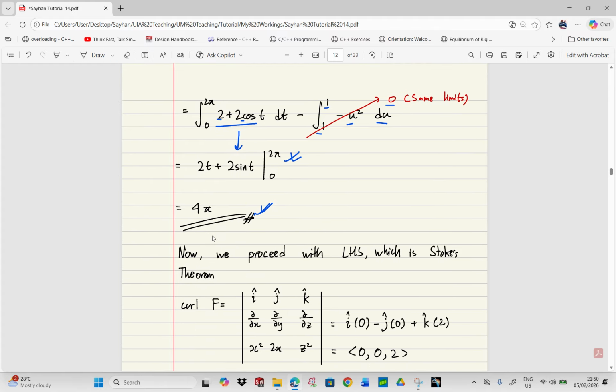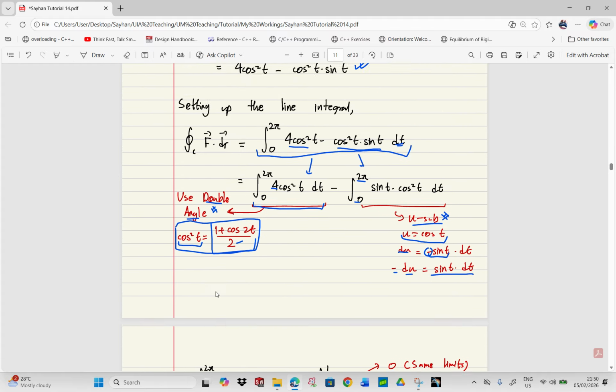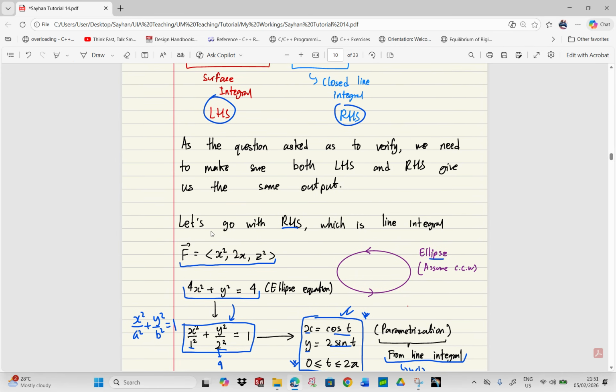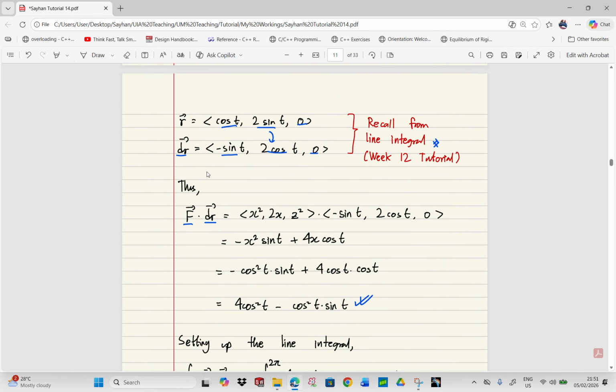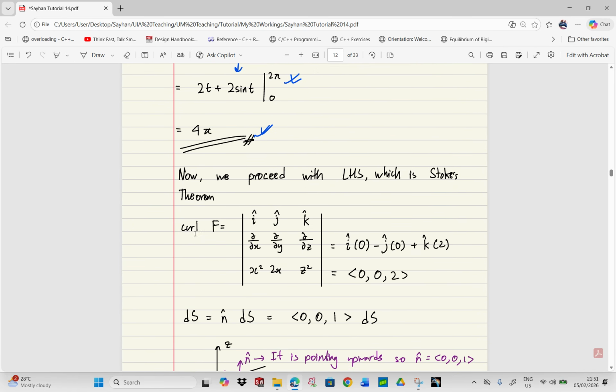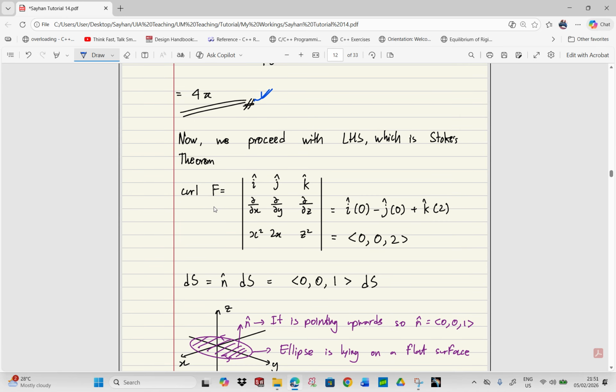Now we proceed with the surface integral on the left hand side, because the right hand side is already done. First things first, we find the curl of the force field F, which is simply 0, 0, 2. Then our dS, which is the unit normal vector times dS itself, 0, 0, 1.